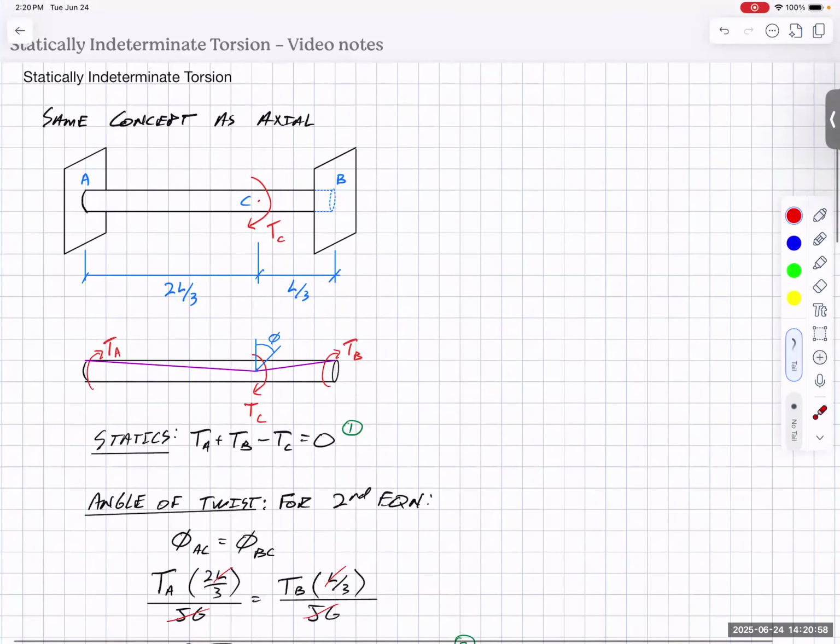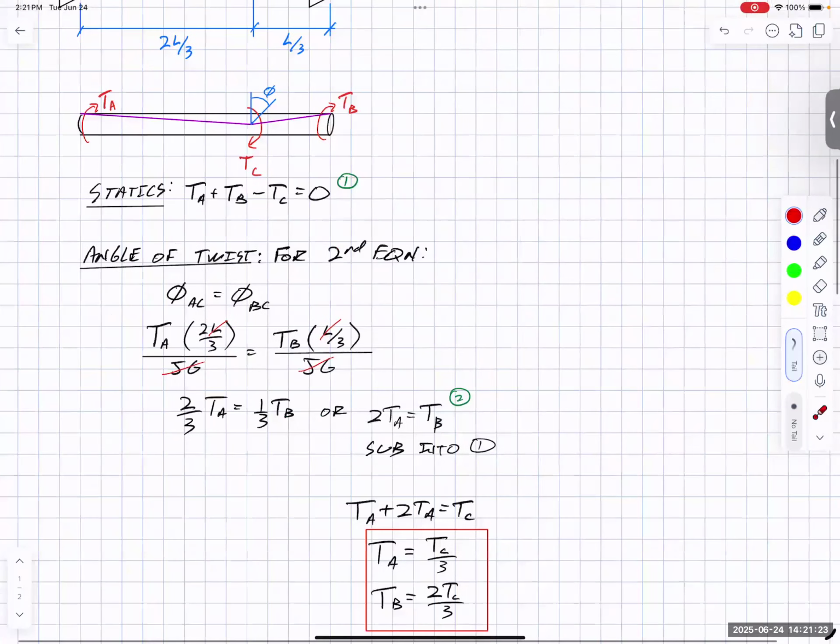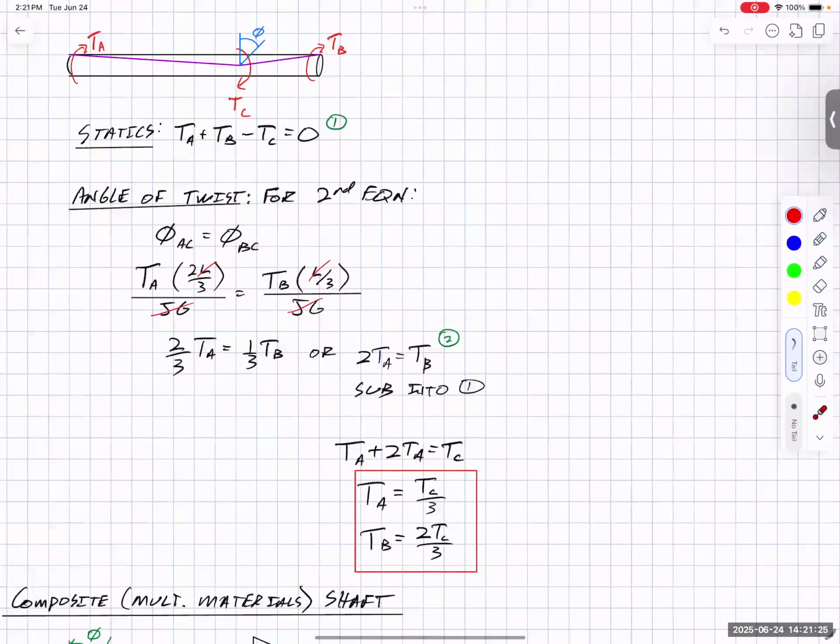And that might even make sense to you if you were just to examine this thing. The reason is the closer I move to B, the more load B will actually be supporting. It's like I have to get that same angle of twist, but I have less room to do it in. So if it were really close, I would really have to be twisting a lot. But if it's really long, it doesn't take as much. It gives me a relationship between TA and TB where TB is twice as much as TA.